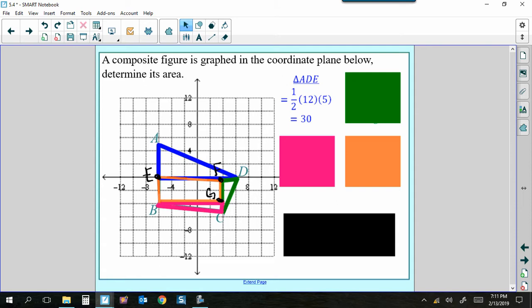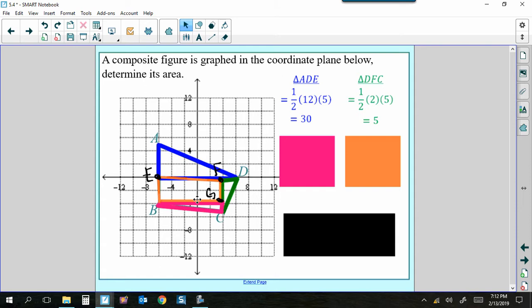We're going to do the next one. Over here we have triangle DFC that I'm going to find the area of. So if I calculate the base, which is our horizontal side, that's going to be just 2. Our height is going to be our vertical side, so that's going to be 2, 4, and then halfway giving me 5. So a base of 2 and a height of 5. That's going to give me half of 2 times 5, which is just 5. We're going to follow through and do the same for the next two shapes.